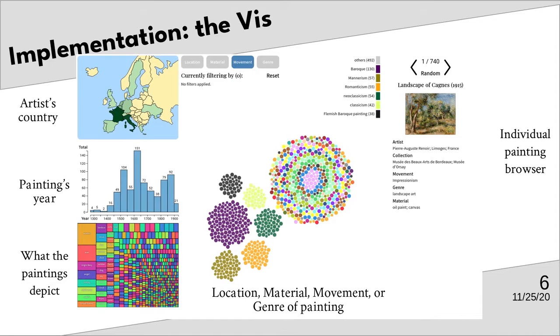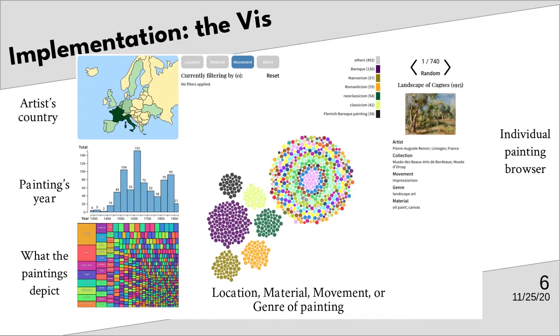So the viz visualizes the artist's country in the map on the top left, the year the painting was painted, and also what the paintings depict in a squarified mosaic plot. So the area represents the ratio of prevalence. For example, you can see that women were depicted the most, followed by men.